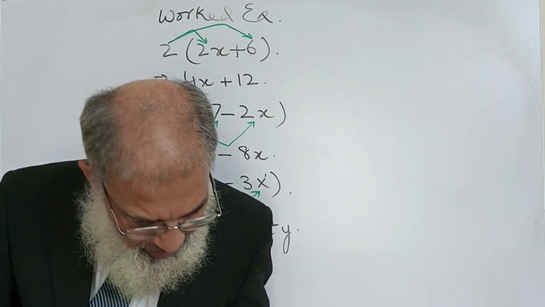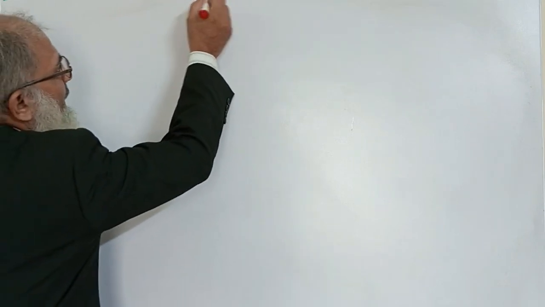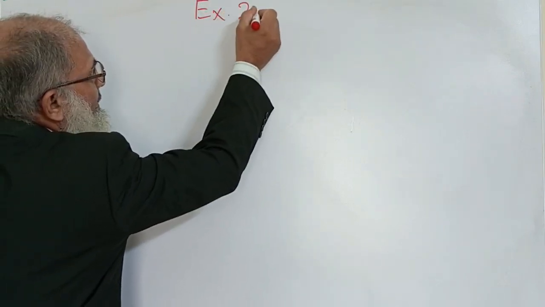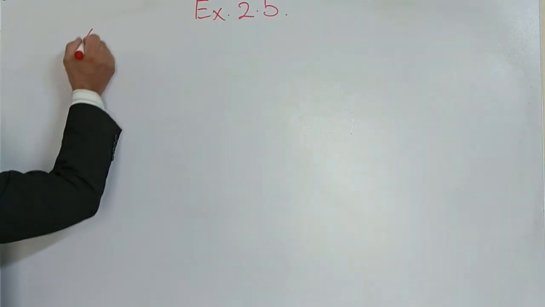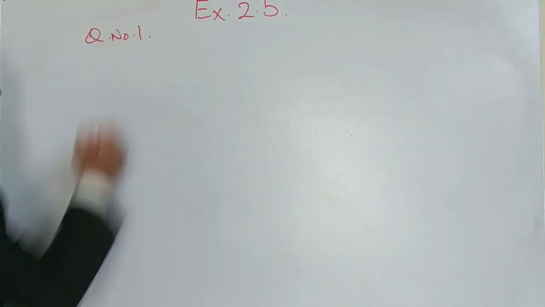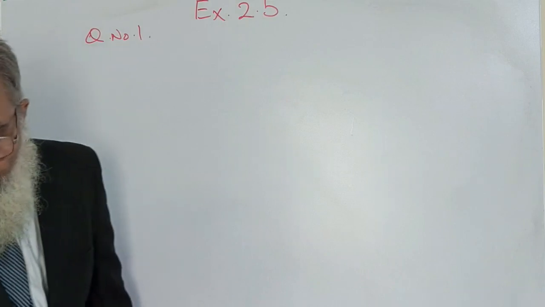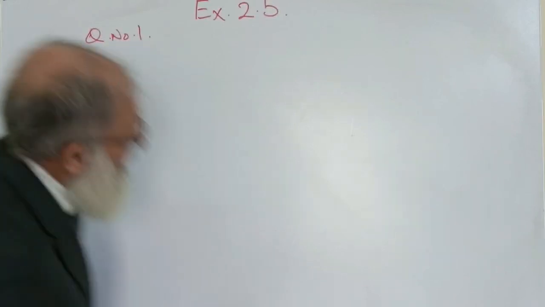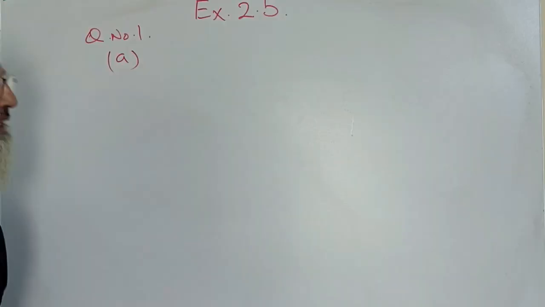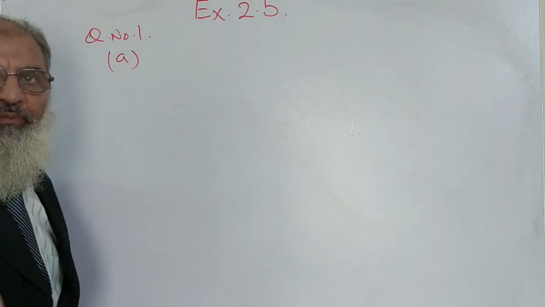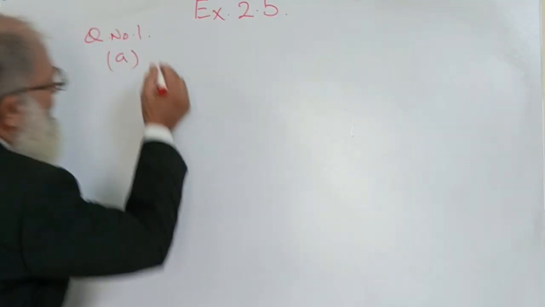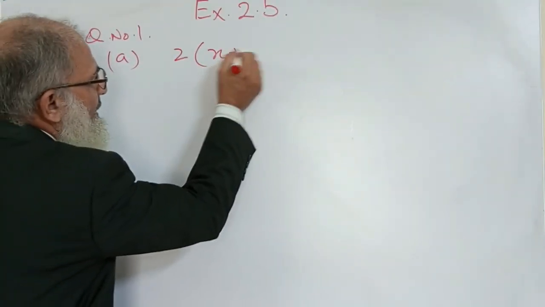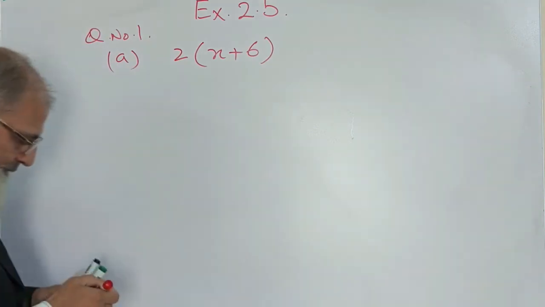So let us proceed to the exercise. Now dear students, the upcoming exercise is exercise 2.5. Exercise 2.5, question number 1, and let me decide what part we are going to solve. Let us start from part A. I always select the first part first, and it is 2x plus 6. 2 and x plus 6 is written within the brackets.